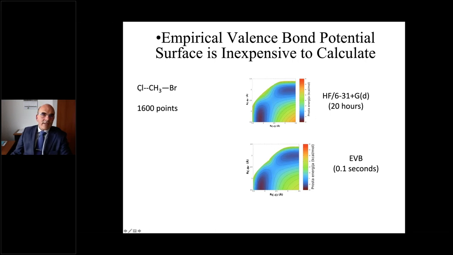So if you have an SN2 reaction, a two-dimensional case, where this chlorine, bromine and carbon are linear, then I would say a medium-high level of theory would require 20 hours for 1,600 points. This is roughly 1.6 picoseconds of molecular dynamics, while empirical valence bond requires 0.1 seconds. So it's a big difference.